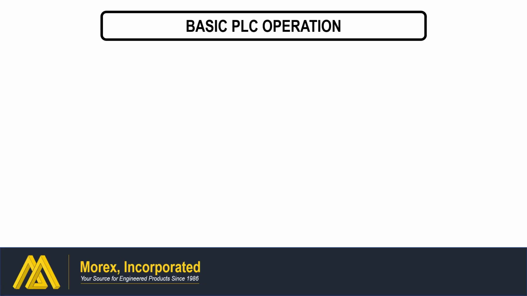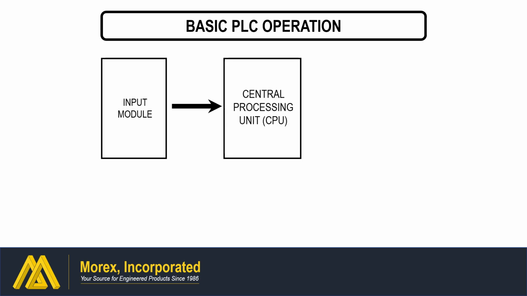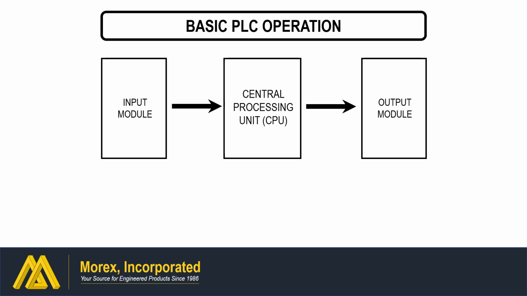PLCs consist of an input module, a central processing unit or CPU, and an output module. An input accepts a variety of digital or analog signals from various field devices or sensors and converts them into a logic signal that can be used by the CPU. The CPU makes decisions and executes control instructions based on program instructions in memory.